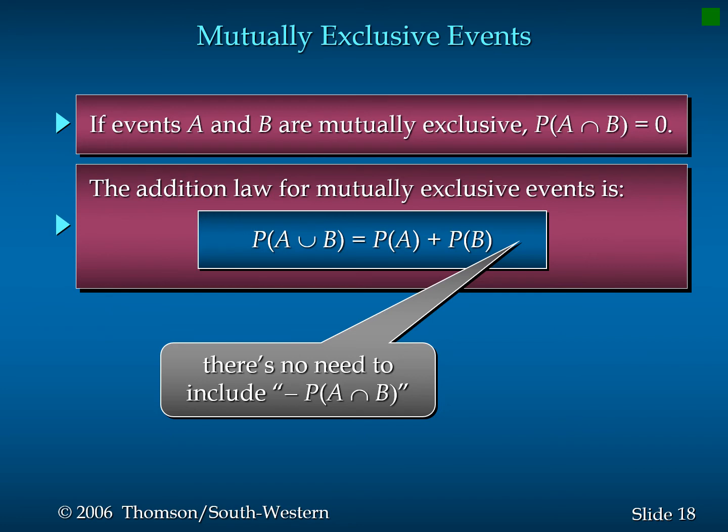And notice, obviously, if you don't have an intersection, if you're going to find the union of two events or three events or whatever, all you really have to do is add the probability of the events together to actually get that union.